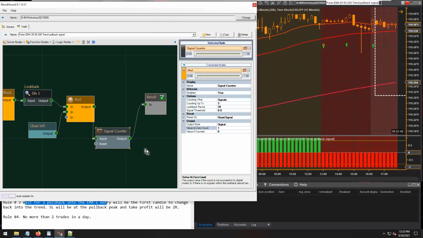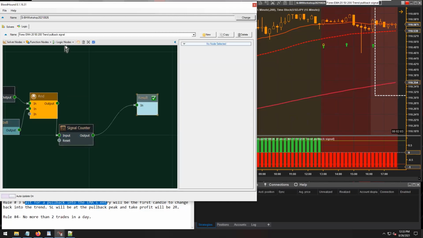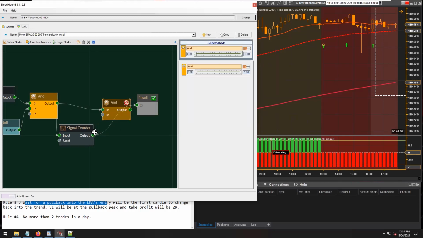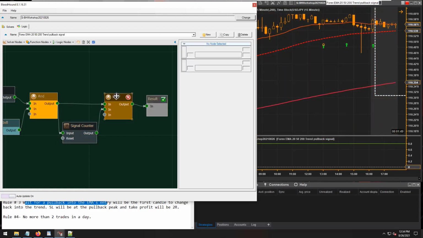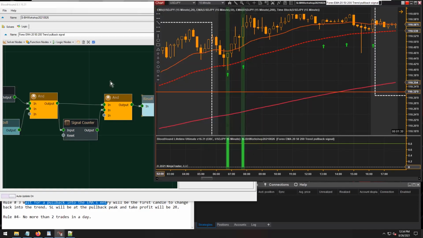And so now with that, we can grab another AND node, connect that in like so. And there we go.